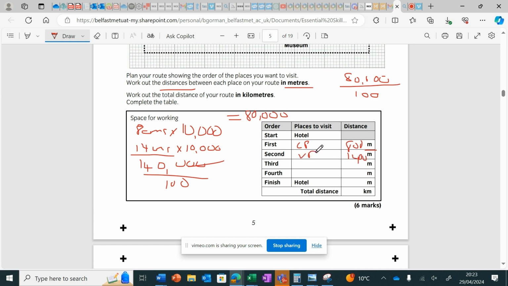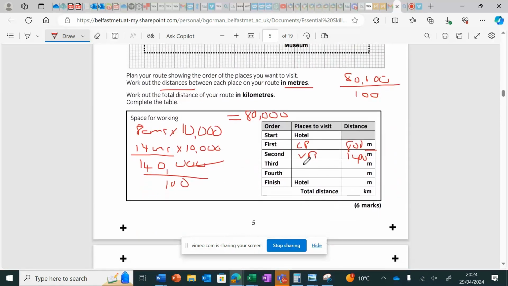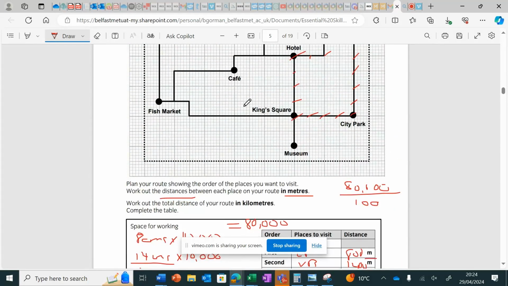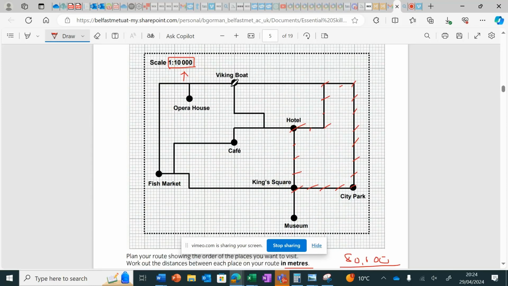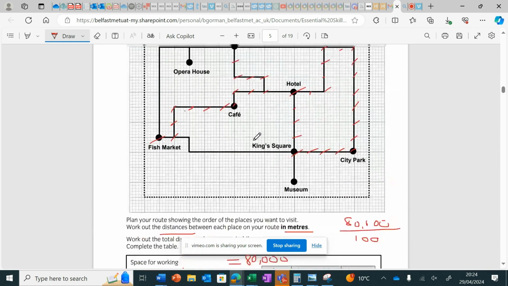Now the Viking boat. And you just continue on. And eventually you'll get an answer. So I may as well work them all out. So we're at the Viking boat and want to go to the, where are we? The fish market. So there it is here. So fish market, Viking boat. 1, 2, 3, 4, 5, 6, 7, 8, 9, 10, 11, 12, 13, 14, 15. 15, which will give me 1500 meters, as I know that from the previous questions.